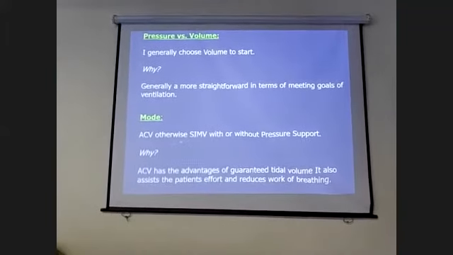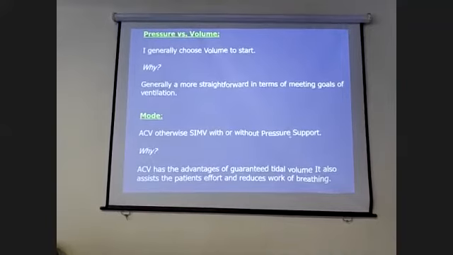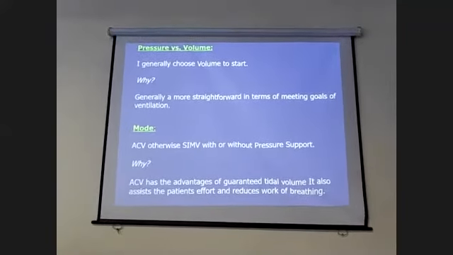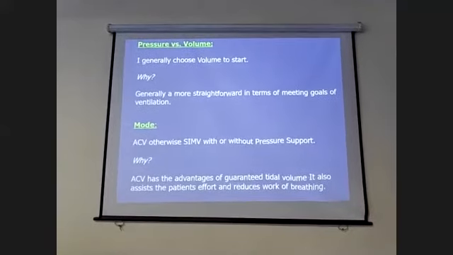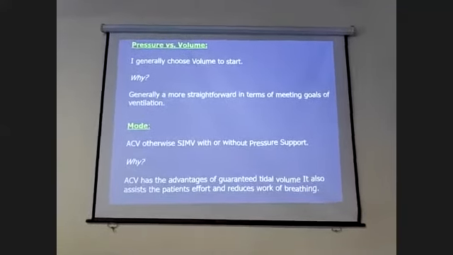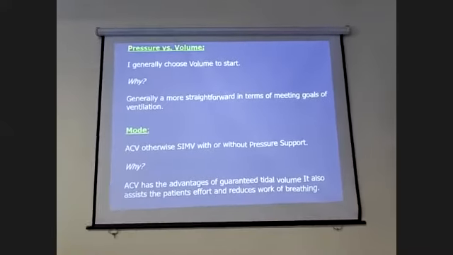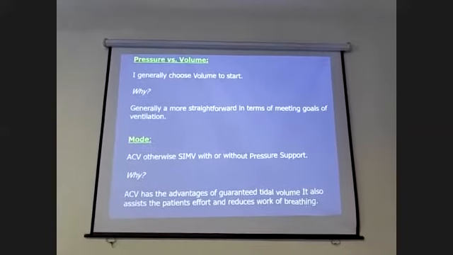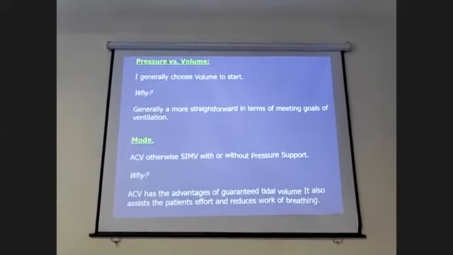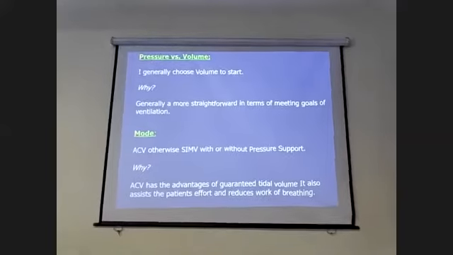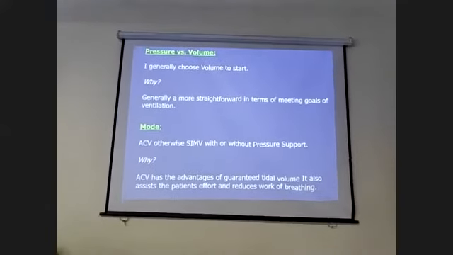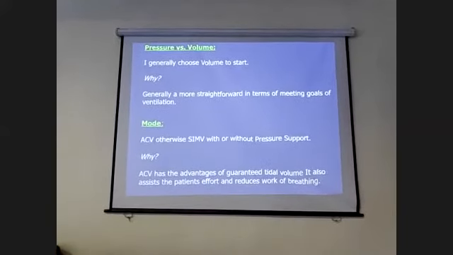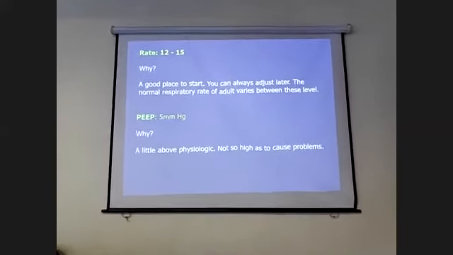Now, which mode? Assist control mode, otherwise SIMV, with or without pressure support. Why? Assist control ventilation has the advantage of guaranteed tidal volume. As I said, whenever the patient triggers, it will deliver the ventilation. It also assists the patient's efforts and reduces work of breathing. But as I said, SIMV alone is not good. SIMV will always require assistance with pressure support and CPAP. So that is why assist control is easy to set as compared to SIMV with pressure support.